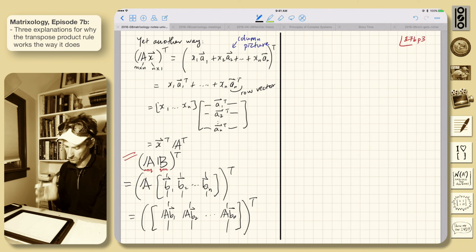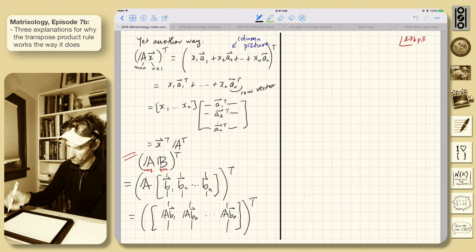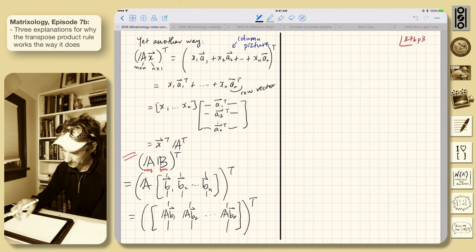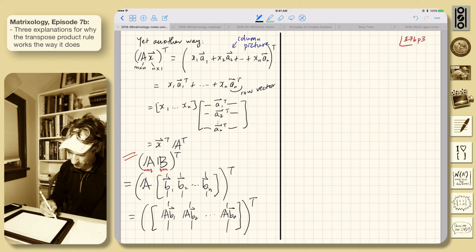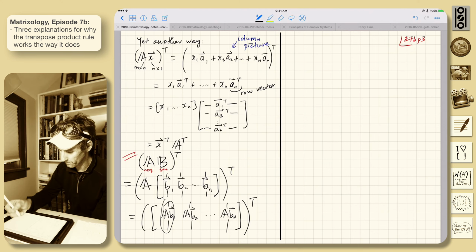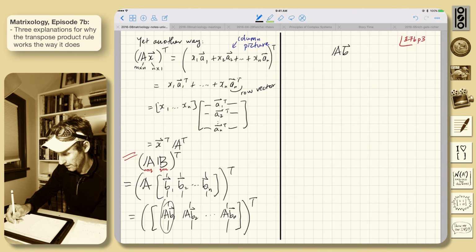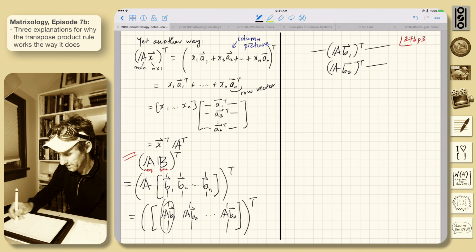We can now take the transpose, so act the transpose through here. So this column becomes a row. So we're going to end up with A B1 transpose across the top, A B2 transpose. See, easy, right?